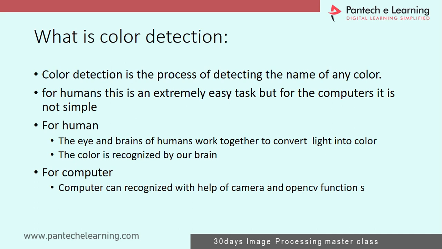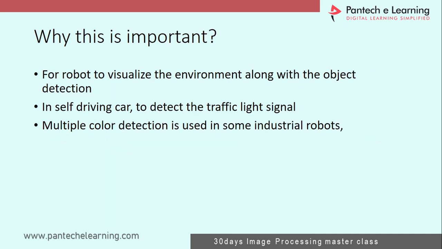So in past days we learned many concepts in computer vision, right? Here also is one of the interesting tasks: with the help of OpenCV, the computer can recognize, where for the human it is the eye and brain. Here the camera and OpenCV functions can help do that for this particular task. This is color detection. So what about the next thing? Why is this important?